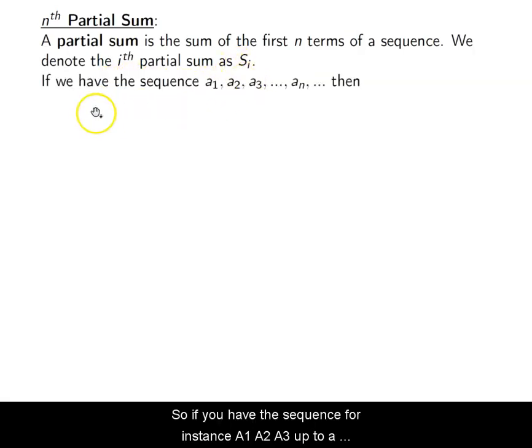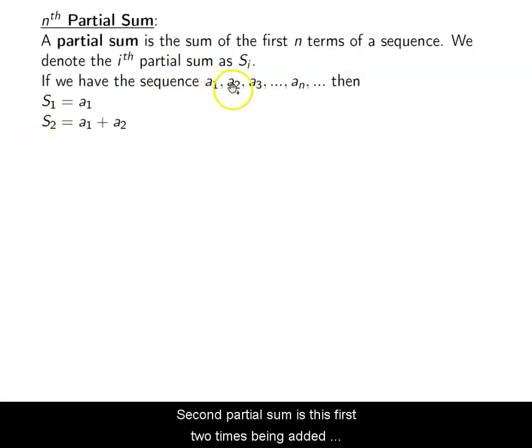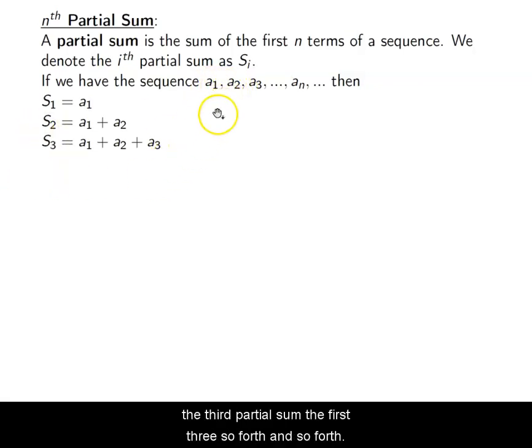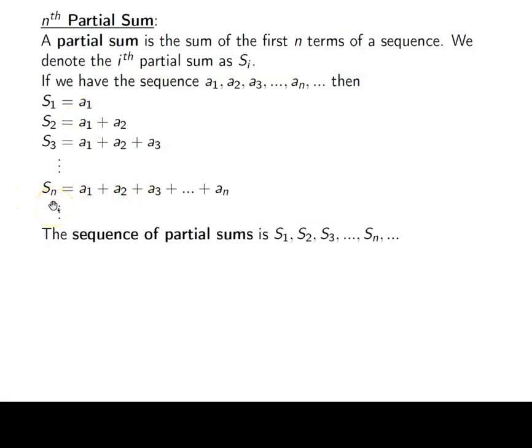So if we have the sequence, for instance, a1, a2, a3, up to an, and so forth, then the first partial sum is just that first term. The second partial sum is the first 2 terms being added. The third partial sum is the first 3, and so forth. The nth partial sum is whatever index we have for n. We can make a sequence out of these sums, right? This is a number, this is a number, this is a number, this is a number. We can write these as a sequence.